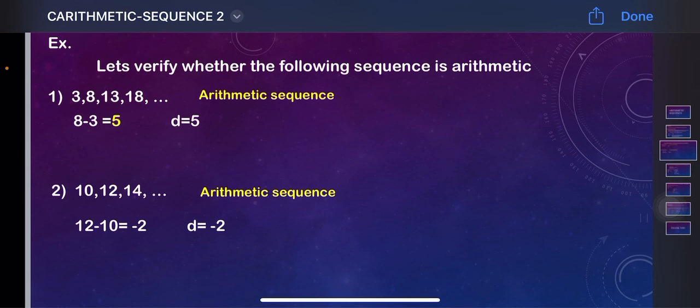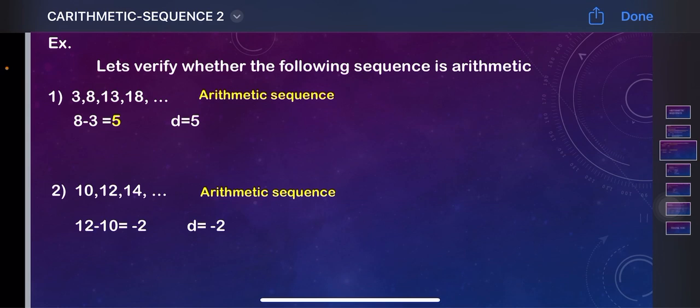For us to find the common difference, we have to subtract the first term from the second term. As we can see, 8 minus 3 equals 5. Also, 13 minus 8 and 18 minus 13 are also equal to 5, meaning our common difference for this arithmetic sequence is 5.